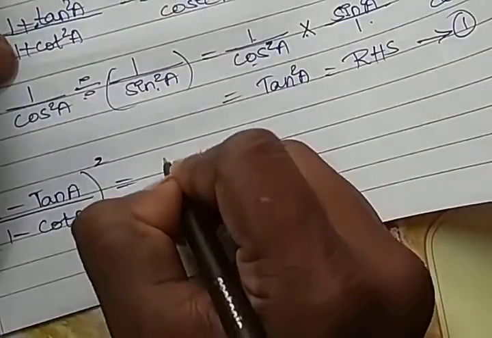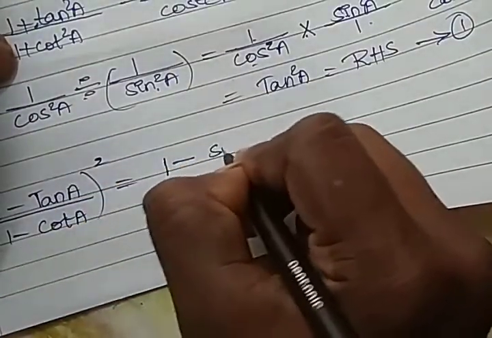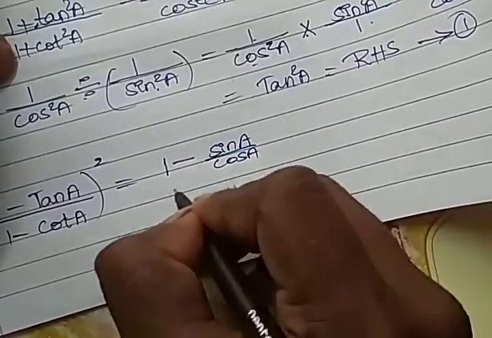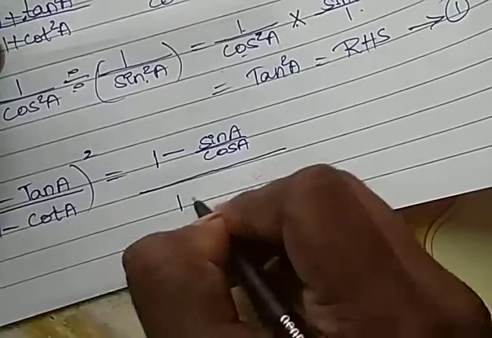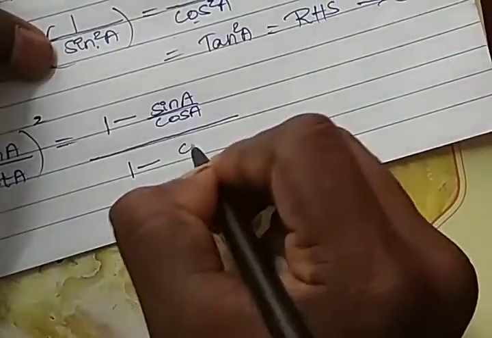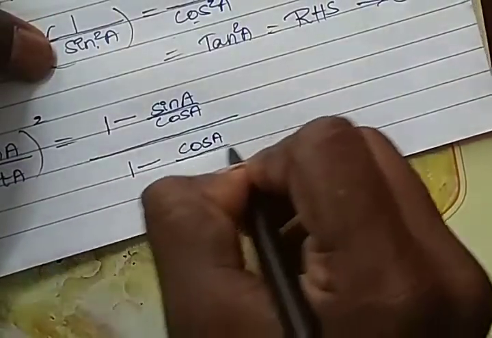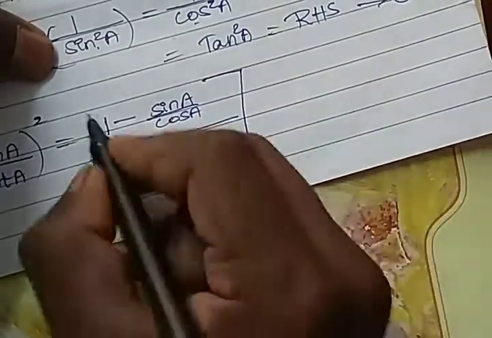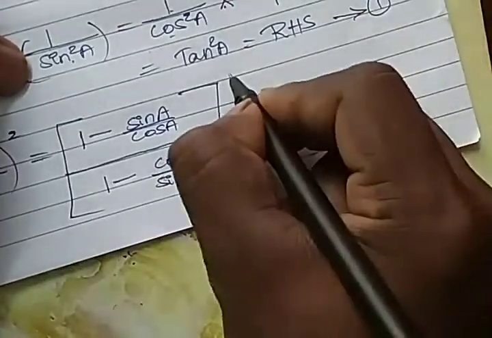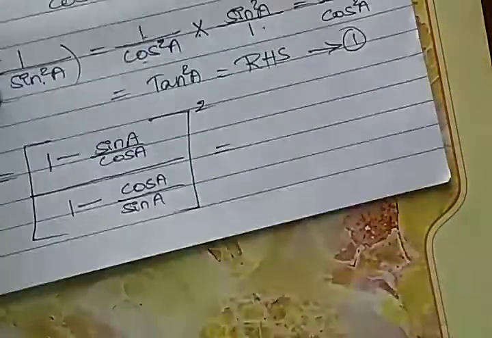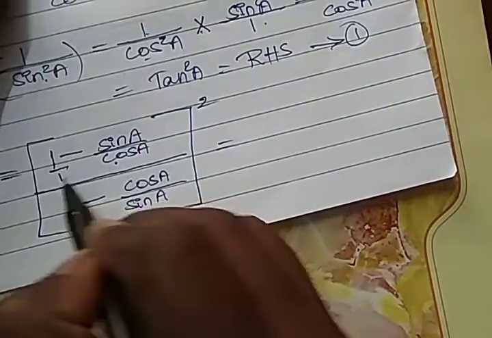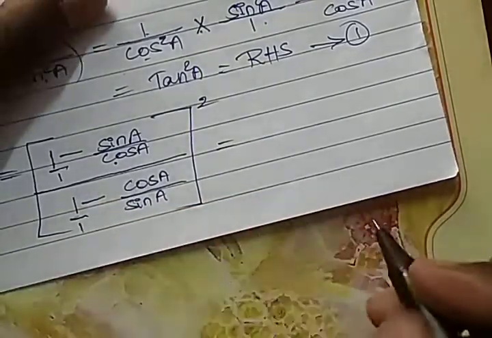1 minus tan A is sin A by cos A, whole, by 1 minus cot, which means cos A by sin A, whole square. अब यहाँ पे cos जो है LCM बन जाएगा इसके लिए, और यहाँ नीचे sin LCM बन जाएगा.